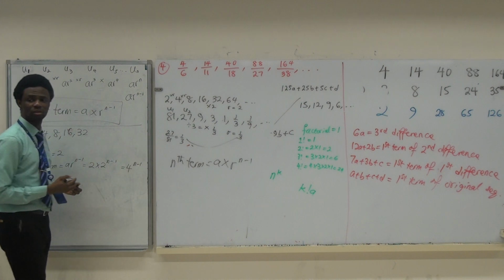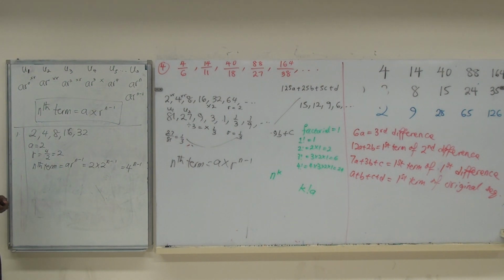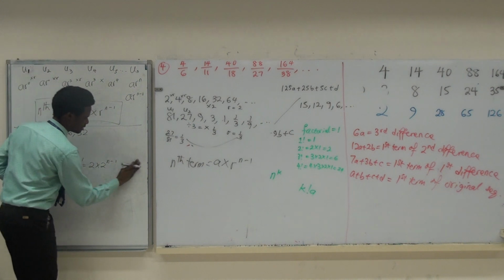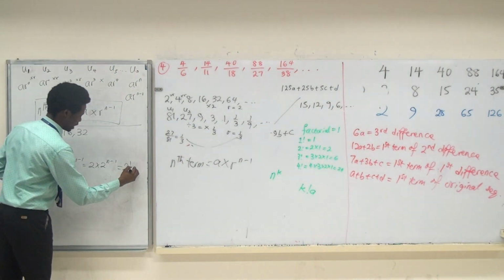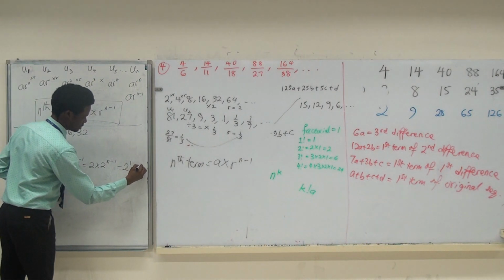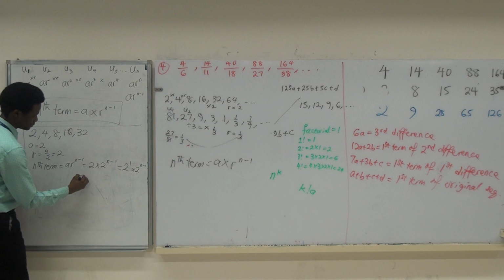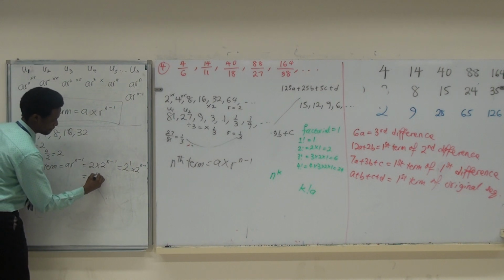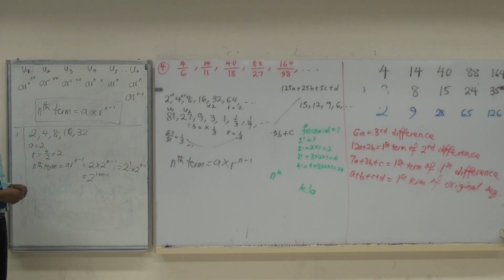Do you agree with her? No. Uh-oh. You don't have any friend here except me. What do you think? 2 to the power of 1, and then times 2 to the power of n minus 1. So it's 2 to the power of 1 plus n minus 1. Does this look familiar to anyone? Indices, addition of powers.